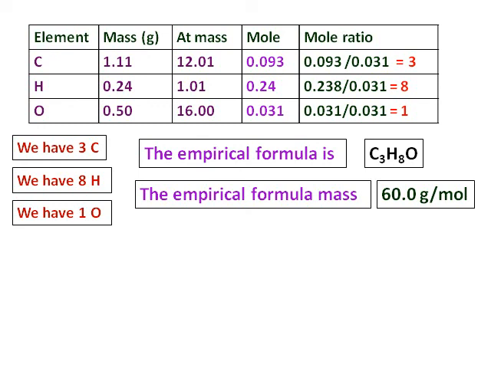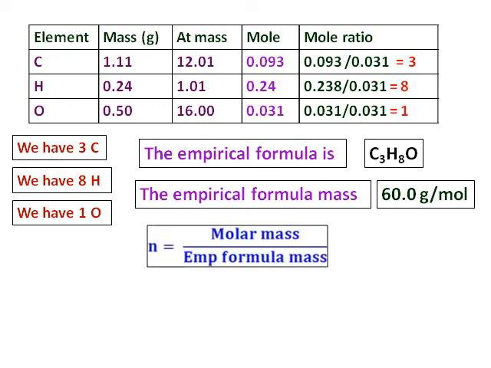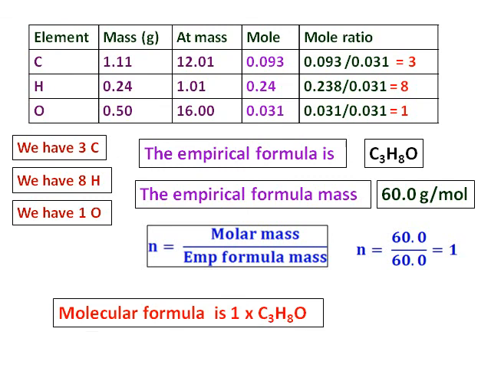And since the molar mass is given, calculate the value of N, and N comes as 1. The molecular formula is calculated by multiplying N and the empirical formula, and therefore 1 times C3H8O, and I get the molecular formula also as C3H8O.